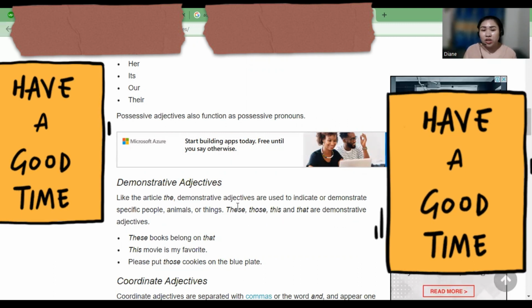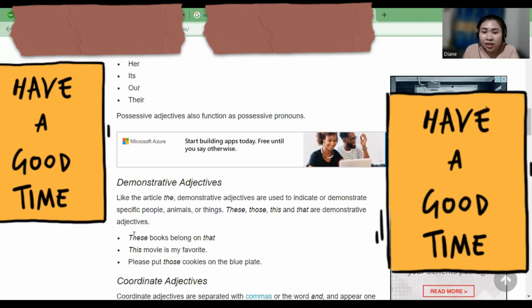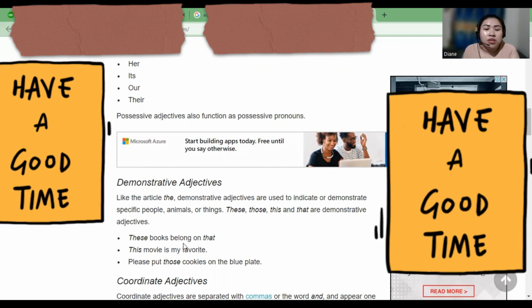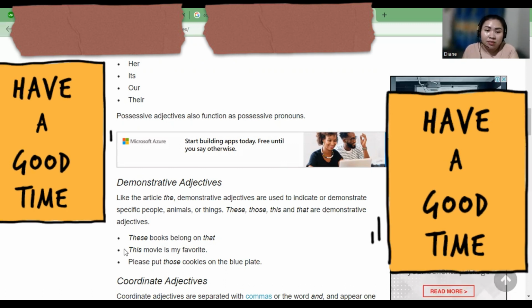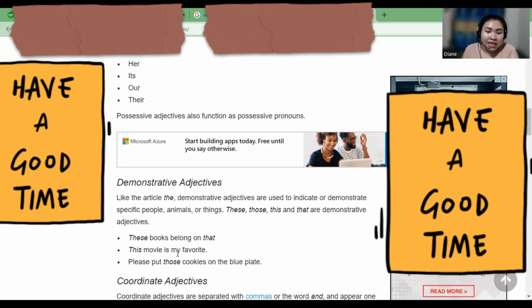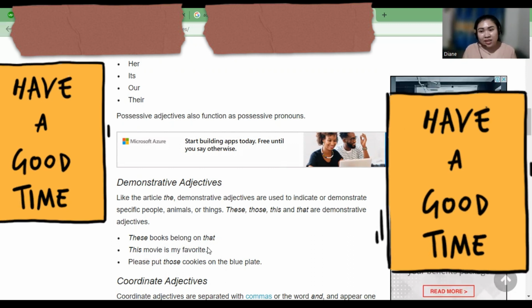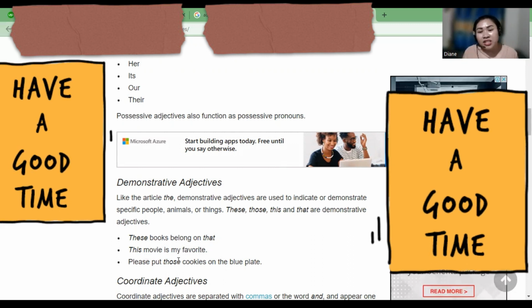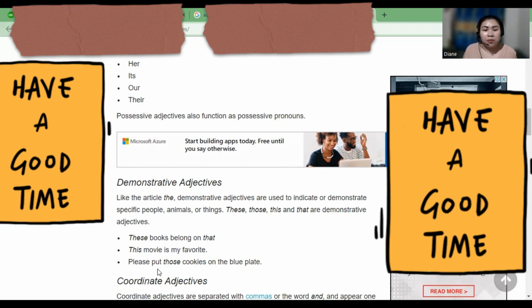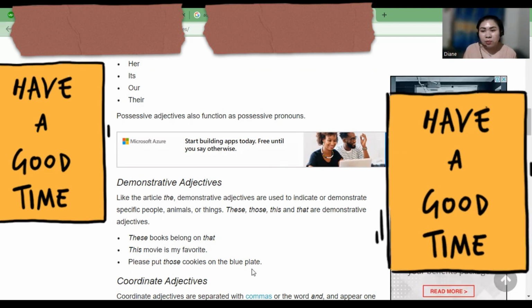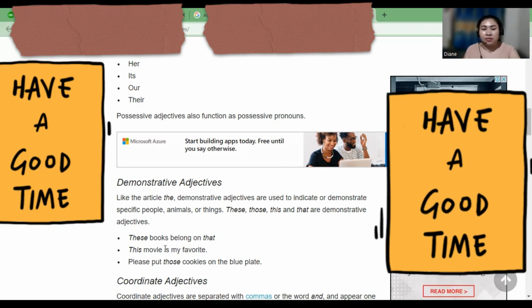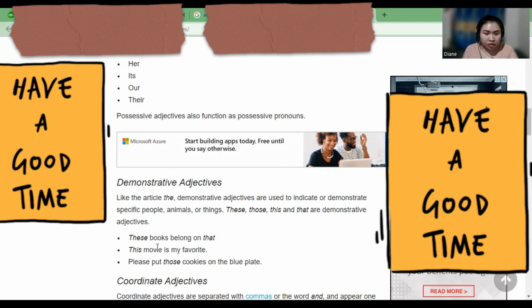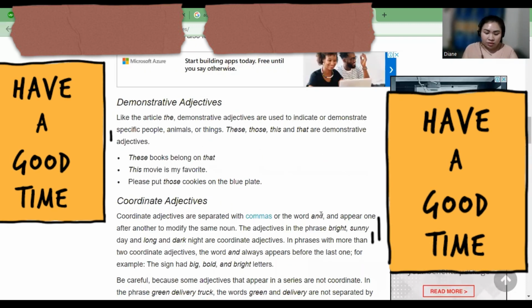Examples of demonstrative adjectives here: these books belong on that shelf. These, plural near. This movie is my favorite. This, singular near. Please put those cookies on the blue plate. Those cookies, far plural.